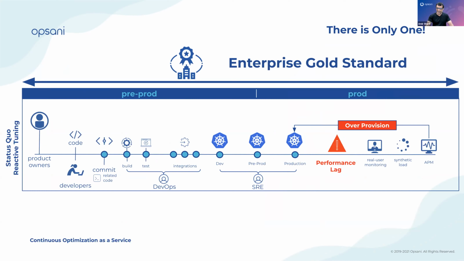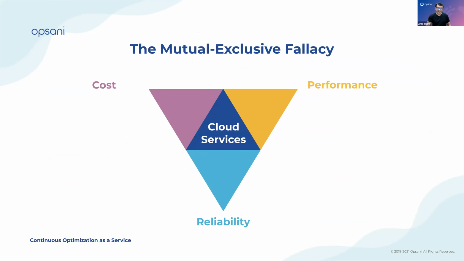The haunting problem is a fallacy. And the fallacy is that when I look at my cost, my performance, and my reliability in cloud for cloud services, they're going to be mutually exclusive. There's a good reason for coming to this. One of them is a bias created by the CAP theorem, where you can't have consistency, availability, and partition tolerance. You can't have all three. You can have two out of three.